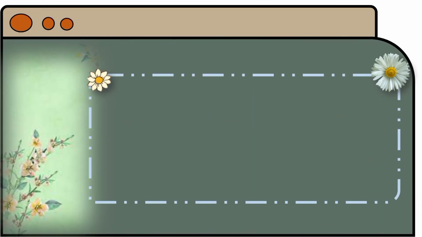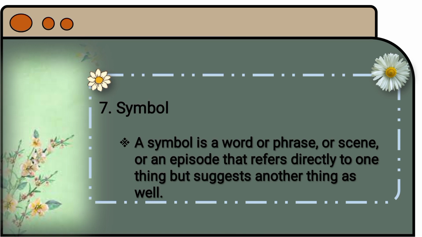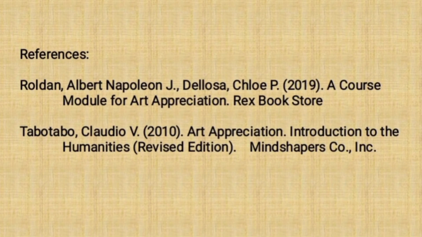Okay? And lastly is the symbol. A symbol is a word or phrase, a scene, or an episode that refers directly to one thing but suggests another thing as well. For a symbol to carry this double meaning, the affinity between the symbol and the thing symbolized must be recognizable. Like for example, rose symbolizes love. Therefore, a symbol symbolizes something. So that's all about short story.